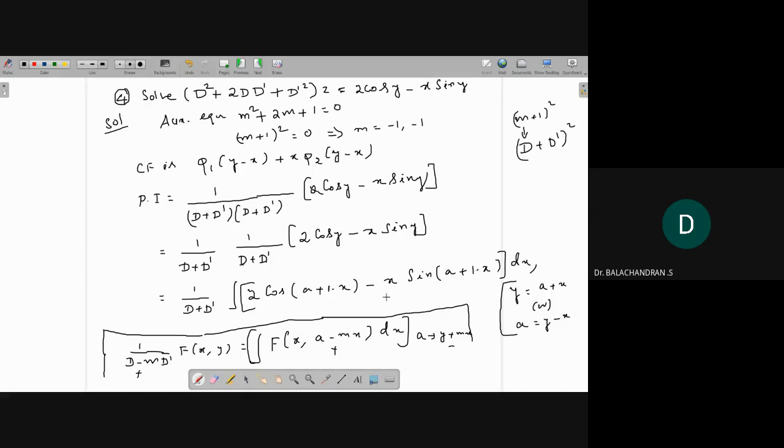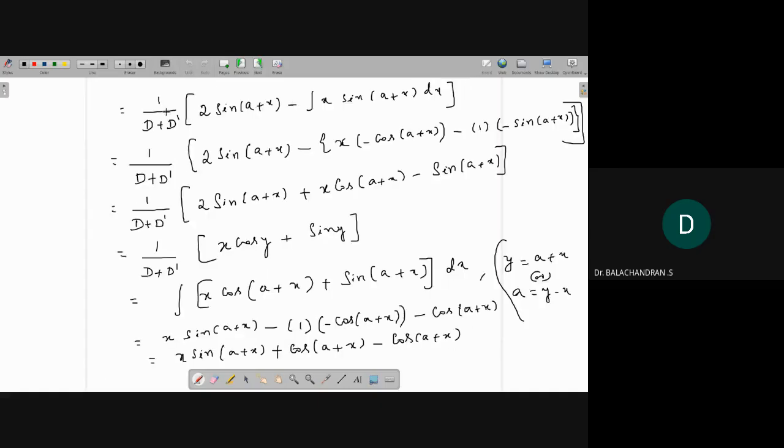If you have any doubt in this step, you can ask me, because this is a crucial step in this problem, how to apply this formula. Once you understand this, the next step is integration. Here you have 2 into cos of a plus x. If you integrate cos of a plus x, you will get sine of a plus x, integrating with respect to x. Here also you have x, so you should apply Bernoulli's formula.